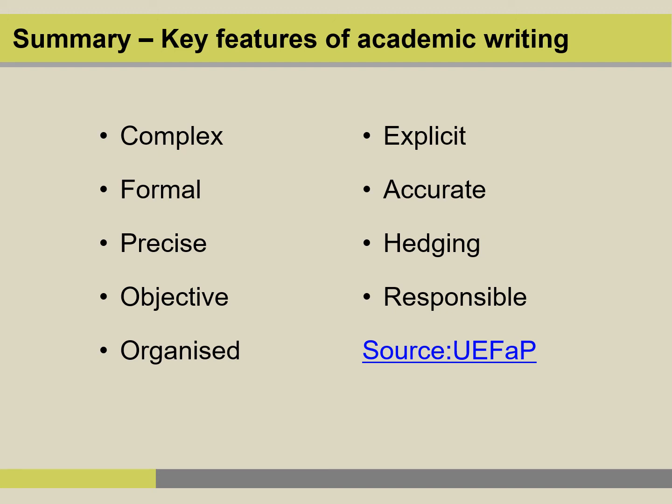Okay, last feature of academic writing would be that you have to take responsibility for what you say and provide evidence for any claims you make. So this might mean justifying why you do or do not agree with what an author has said, as well as making sure you're referencing correctly.